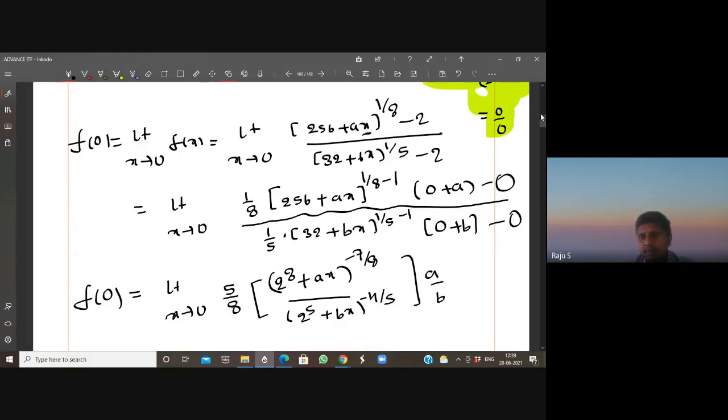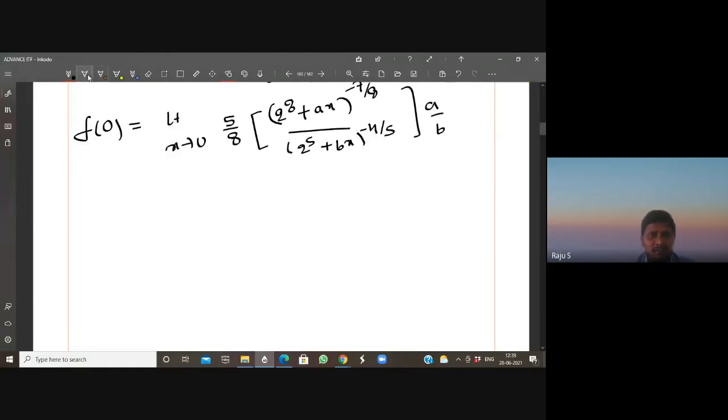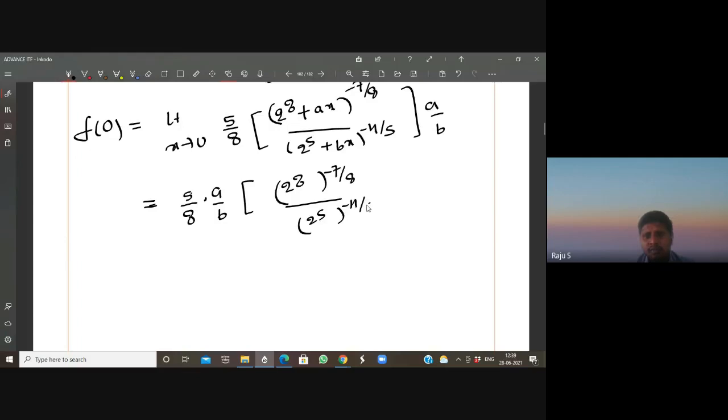Now you can replace x, so you can substitute 0 directly. Actually, I have written one extra step. You don't write like this. So this is clearly 5 by 8 into a by b, replacing x by 0. So 2 power 8 plus a into 0, a into 0 is 0. So 2 power 8 all to the power of minus 7 by 8, by 2 power 5 all to the power of minus 4 by 5. That's all. Now here, the 8 gets cancelled, the 5 gets cancelled.